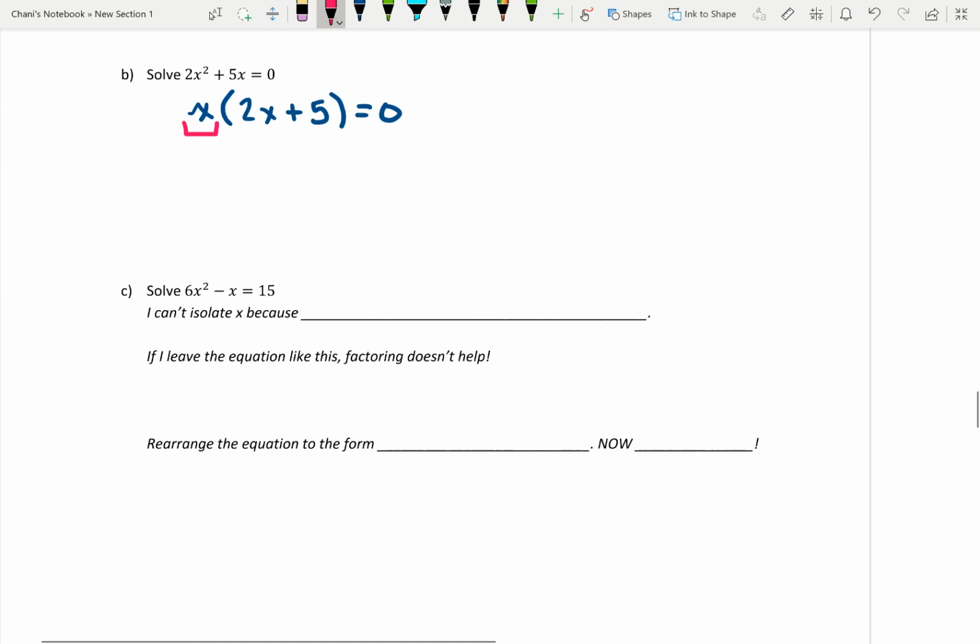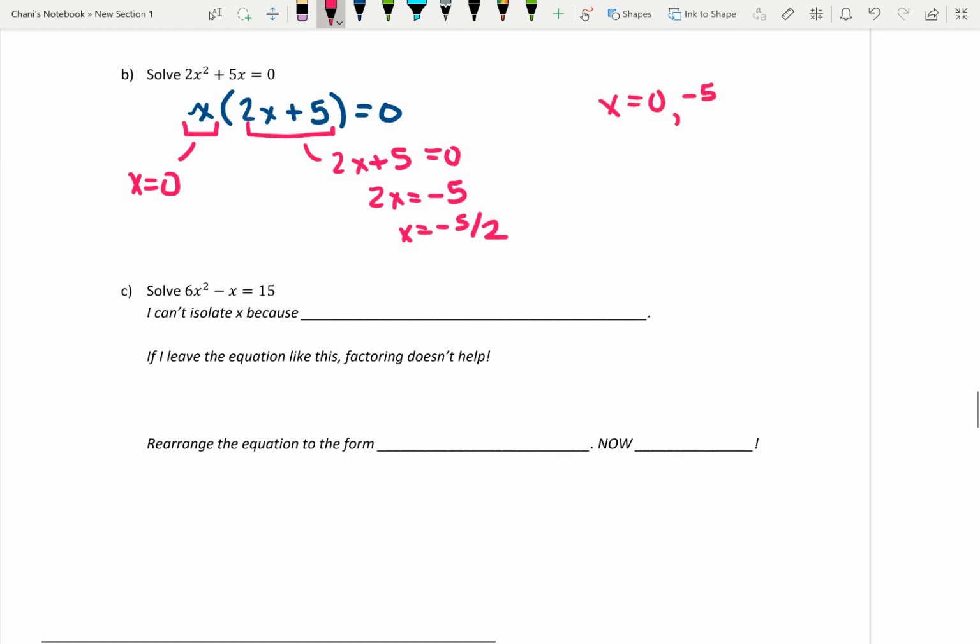So now either this x has to be 0 or the 2x plus 5 has to be 0. So now I just isolate x. So 2x equals -5, or x equals -5 over 2. So my solutions to this equation are x equals 0 and -5 over 2.